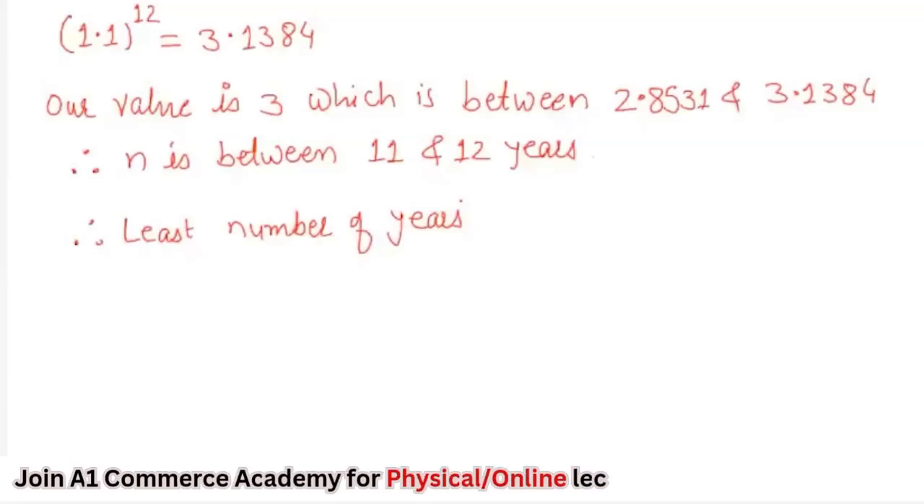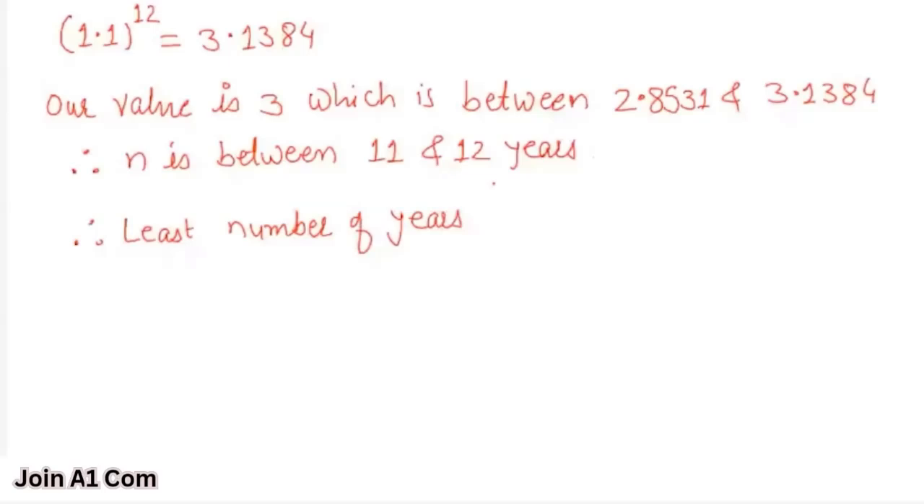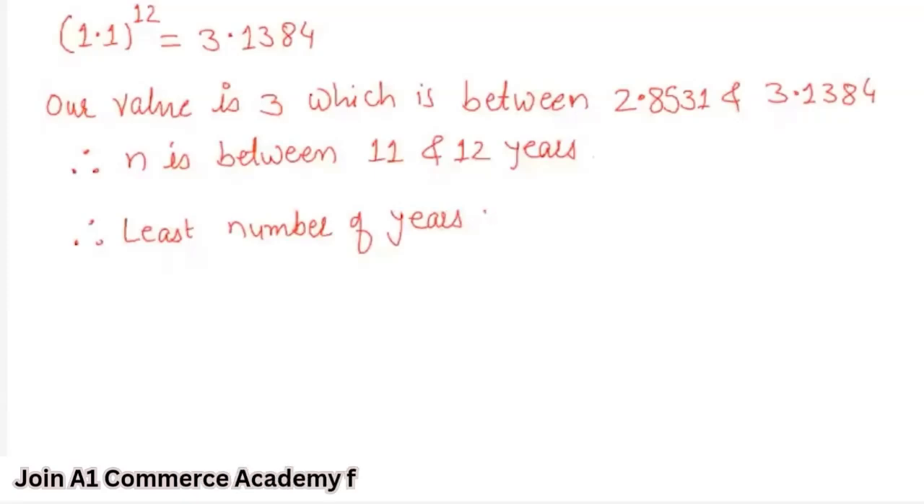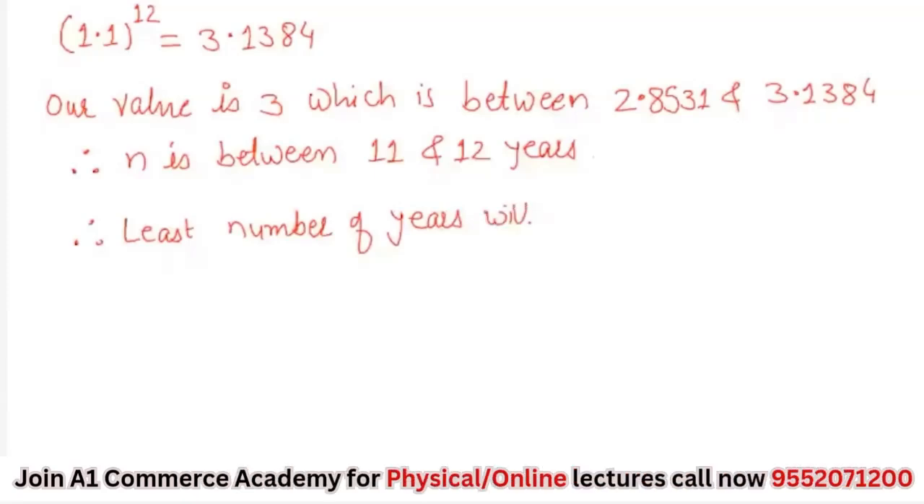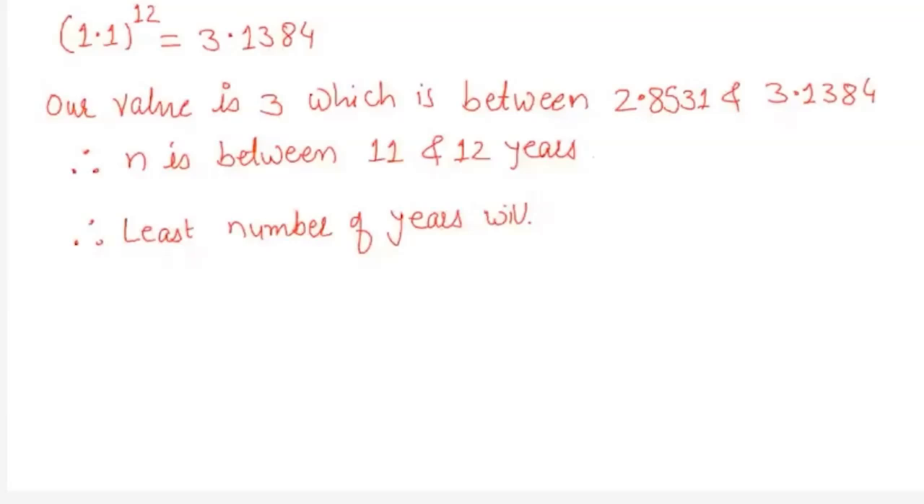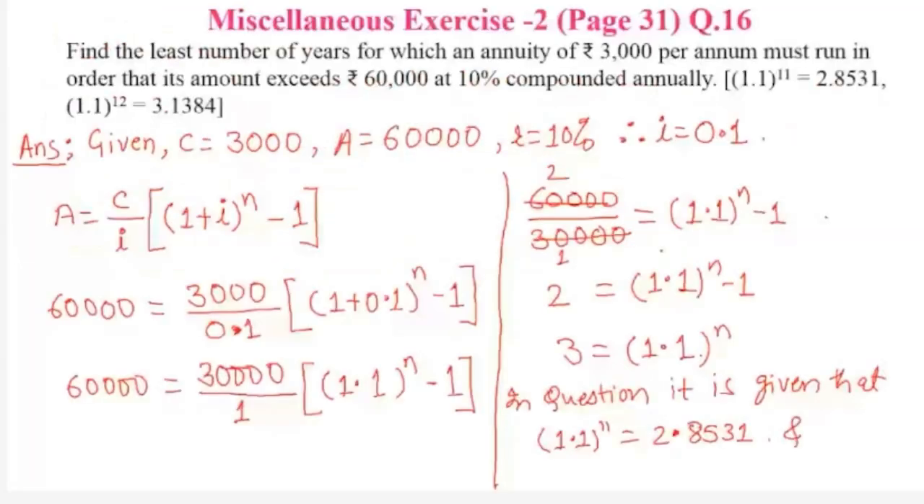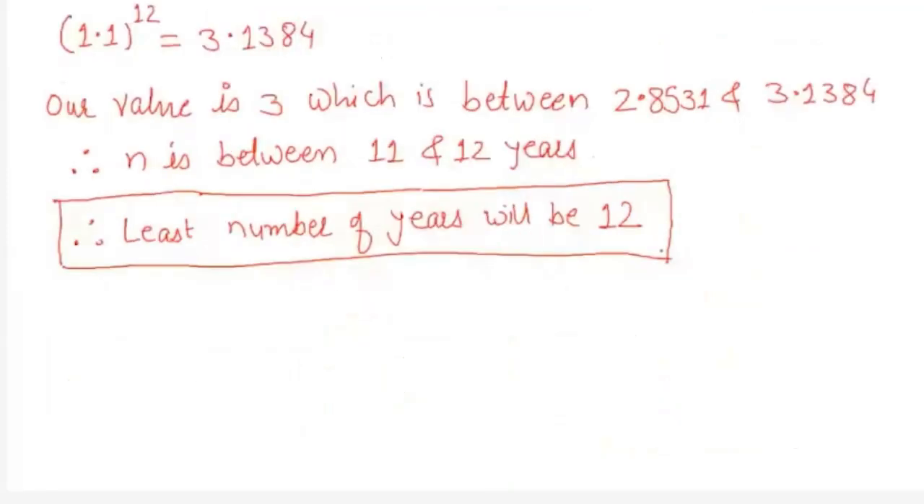So at least number of years, or less number of years, will be 12. Did you understand? We want to cross it, exceed. Between 11 and 12 years, it will become 60,000. And to exceed, we should keep it at 12 years. The answer should be in years. So 12 years.